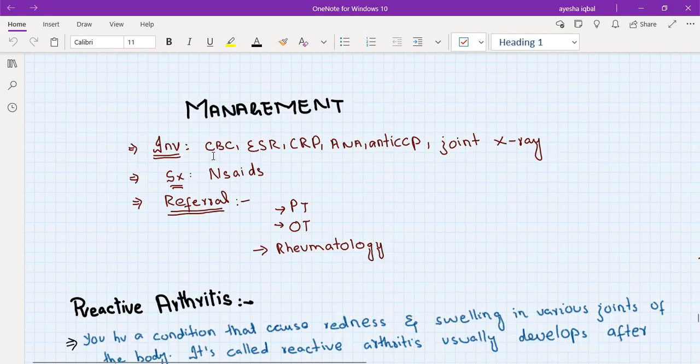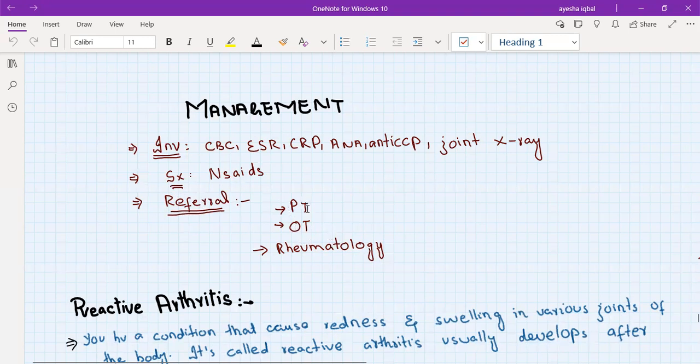Okay, symptomatic treatment. So as joint pain is pain, of course, you will give painkillers as symptomatic treatment, which is NSAIDs. Now this third point is again very important. Every patient with joint pain, with the exception of maybe osteoarthritis, but every patient with joint pain, you will refer to PT, OT, and rheumatology. It means physiotherapy, occupational therapy, and rheumatology. Even an osteoarthritis patient you will refer.